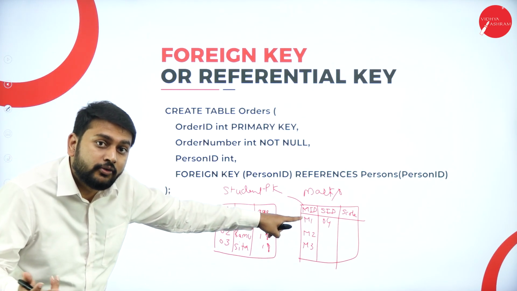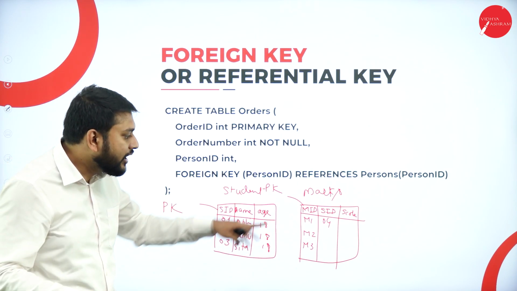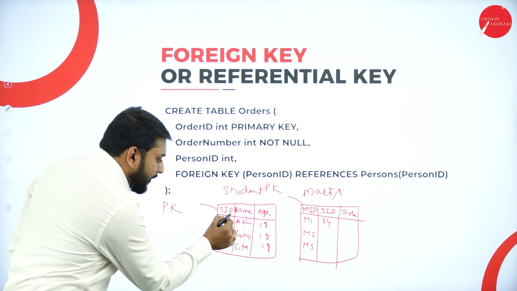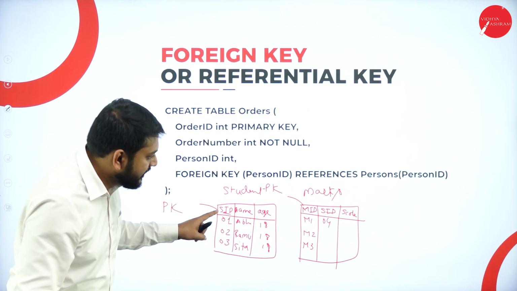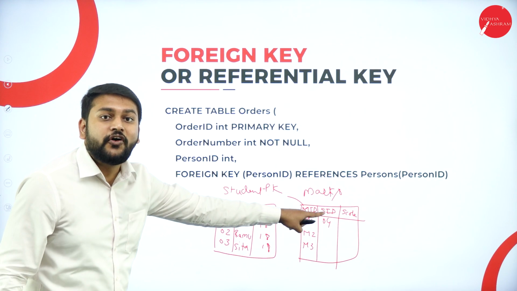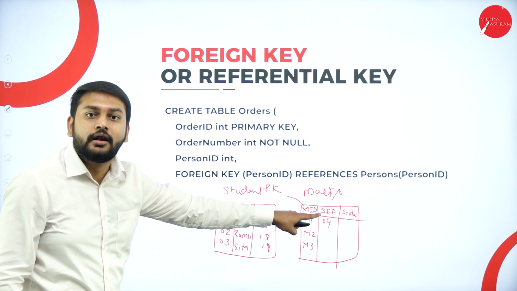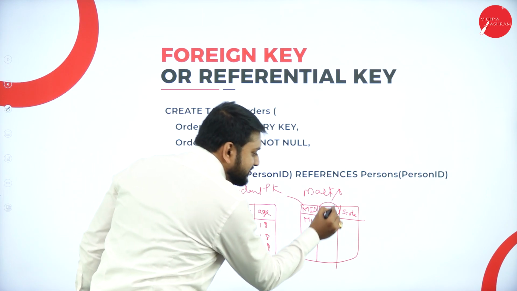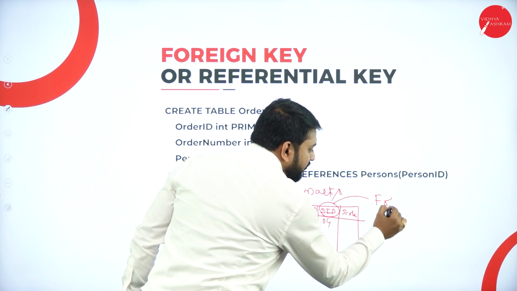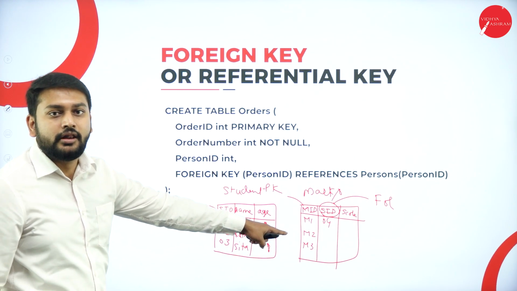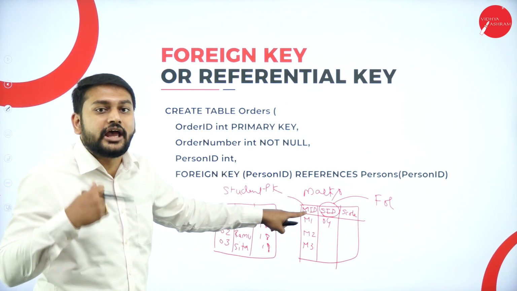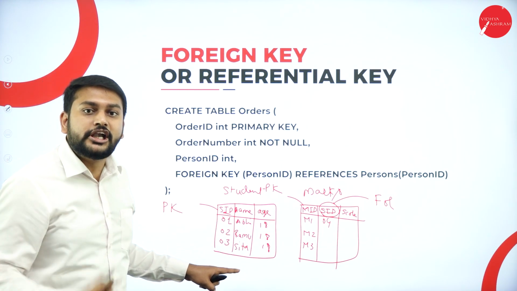Sir, why is it showing an error? Why can't I enter students which are not there here? Because the primary key of this table is acting as a foreign key in some other table. If I use the primary key of this table in this table, this key is acting as a foreign key in this table. The data I have here should match here, otherwise I will get an error. That is what you need to understand.